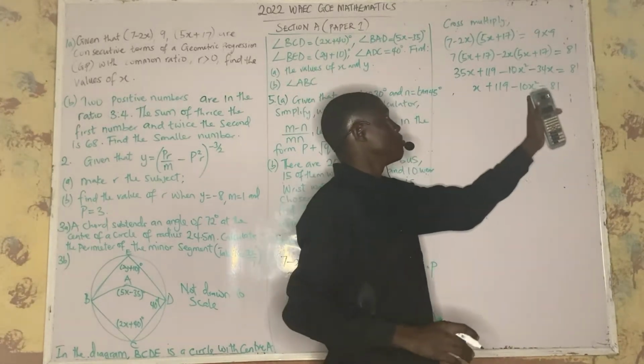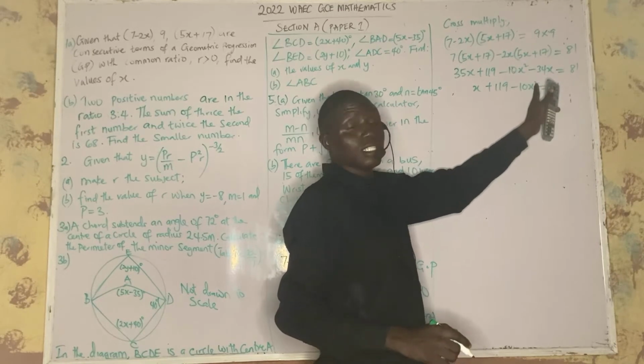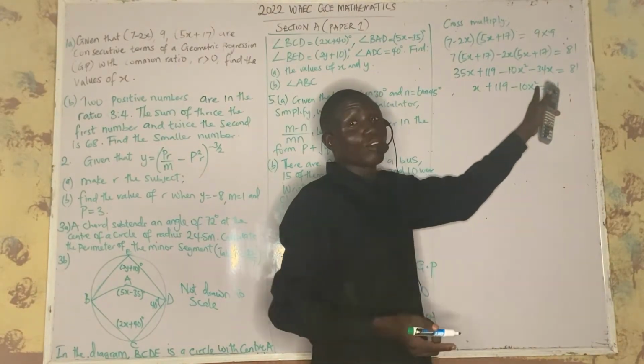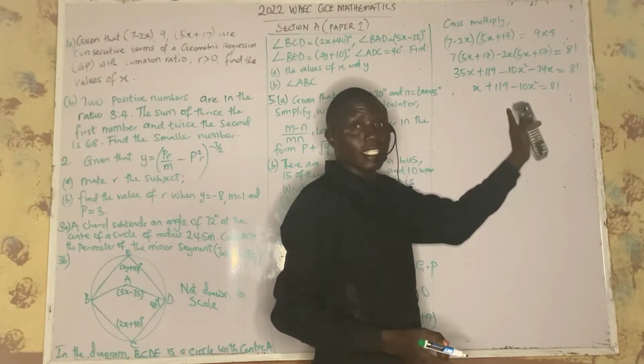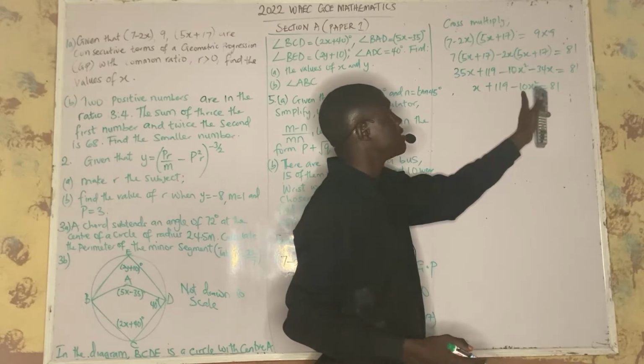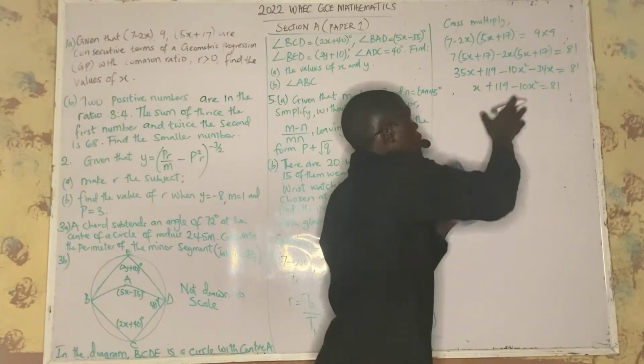Now you see, the highest power of the unknown here is 2. So it means that we are going to have a quadratic equation in this expression. So the next thing is to make the coefficient of x squared positive by transferring all the terms.